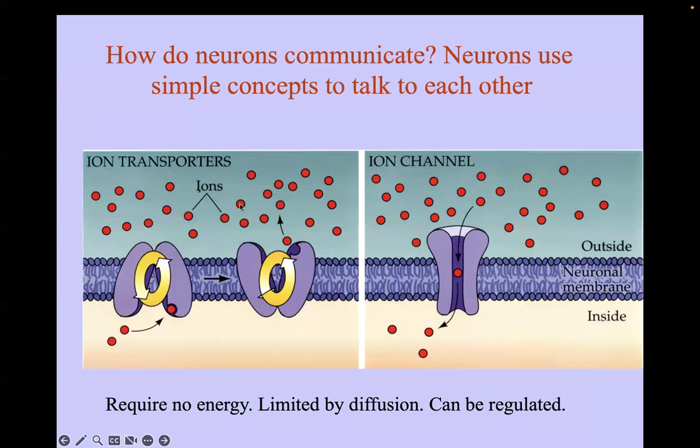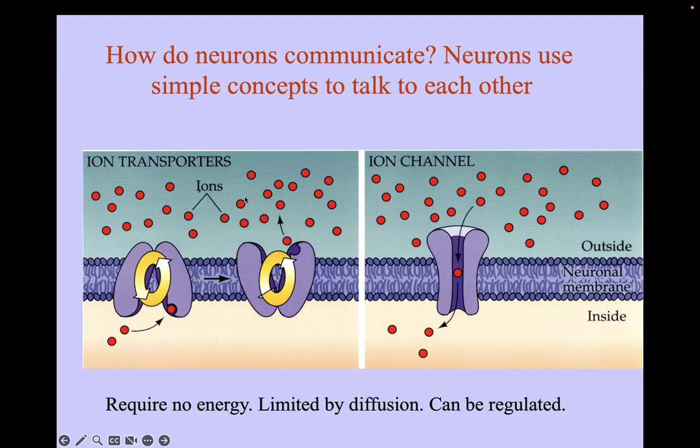And they use this by recruiting ions. So ions can be pumped to one side, and then they can be allowed to come in. What you have here is an ion transporter, and this is limited by diffusion. What do we mean by that? Well, no energy is required.